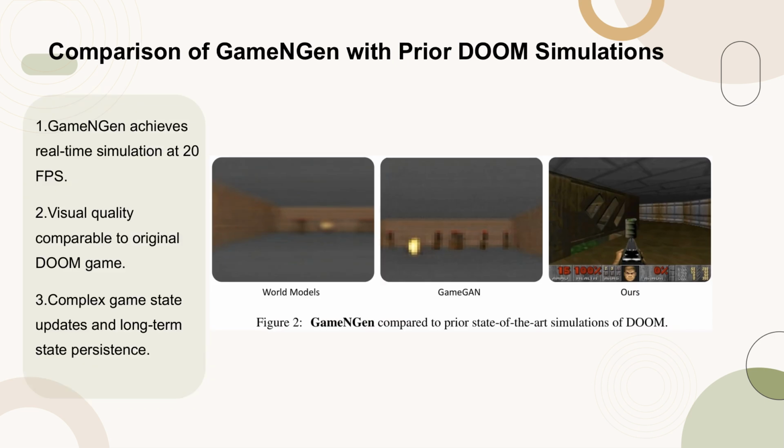Figure 2 presents a comparison of GameNGen with previous state-of-the-art simulations of the iconic game Doom. The figure highlights that GameNGen can simulate Doom in real time at 20 frames per second, maintaining a visual quality that is comparable to the original game. It also demonstrates the model's capability to perform complex game state updates such as health and ammo tallying, enemy attacks, object damage, door openings, and the persistence of the game state over extended periods. This comparison underscores GameNGen's advancements in real-time neural game simulation.